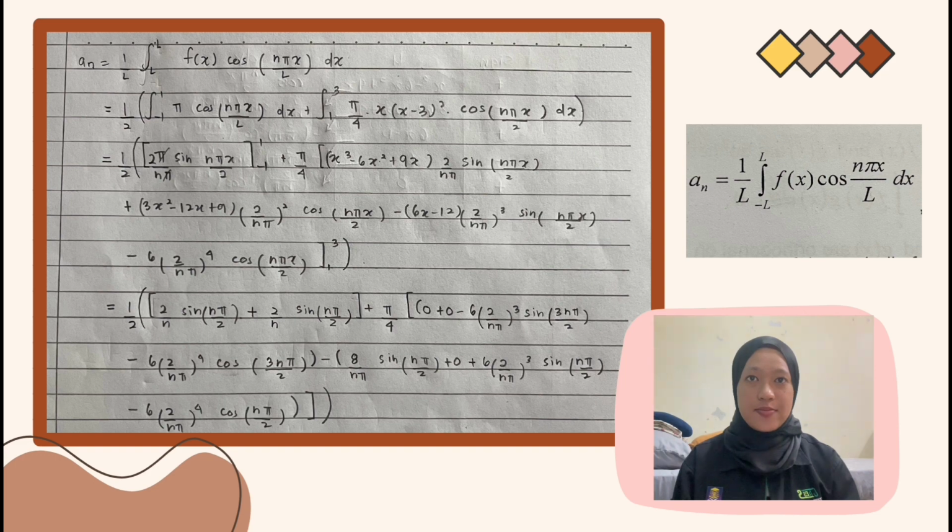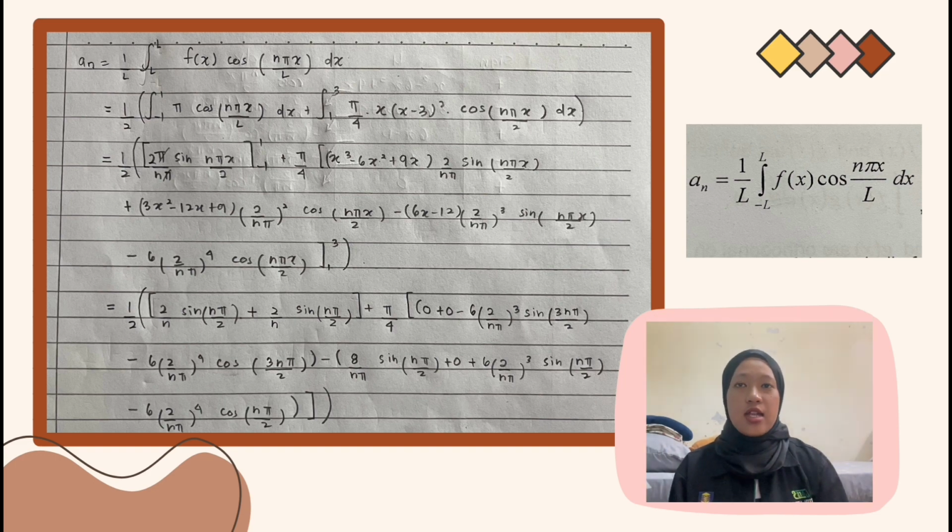So as you can see, there's no problem for the first term, but for the second term, I take out pi over 4 as a constant and expand (x minus 3) squared.